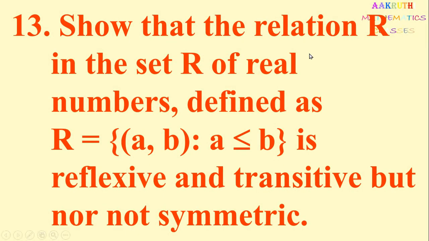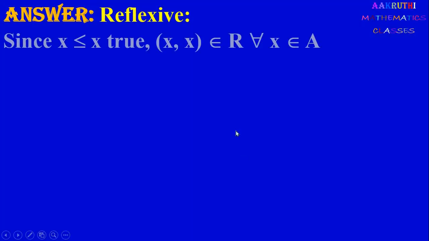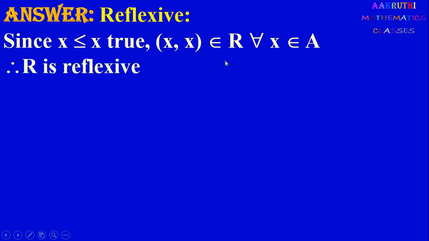Next one, show that the relation R in the set of real numbers defined as R equal to the set of all (a, b) such that a is less than or equal to b is reflexive and transitive but not symmetric. Important here: it is a is less than or equal to b. If it is only less than, then it is not reflexive, but if it is less than or equal to, then it is reflexive. First we prove it is reflexive. Since x is less than or equal to x is true for all x belongs to A, (x, x) belongs to R. Therefore this relation is reflexive.